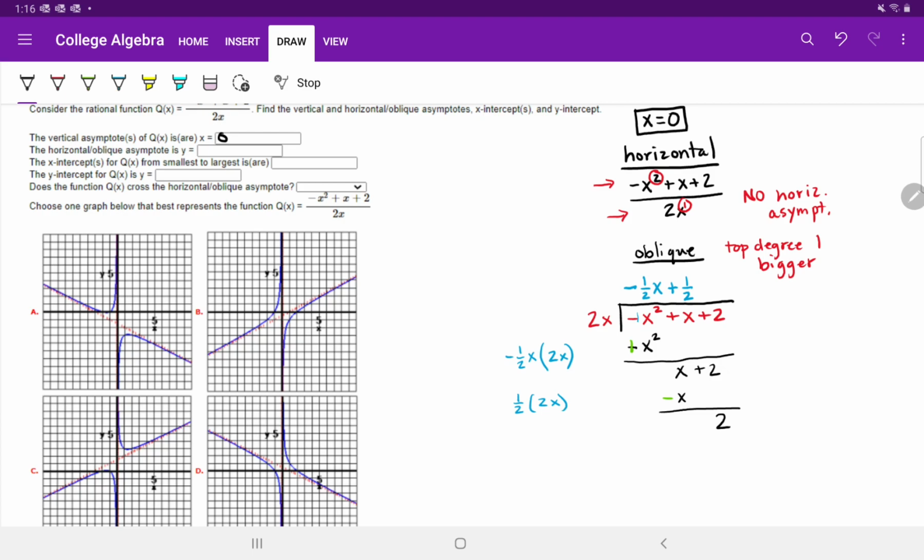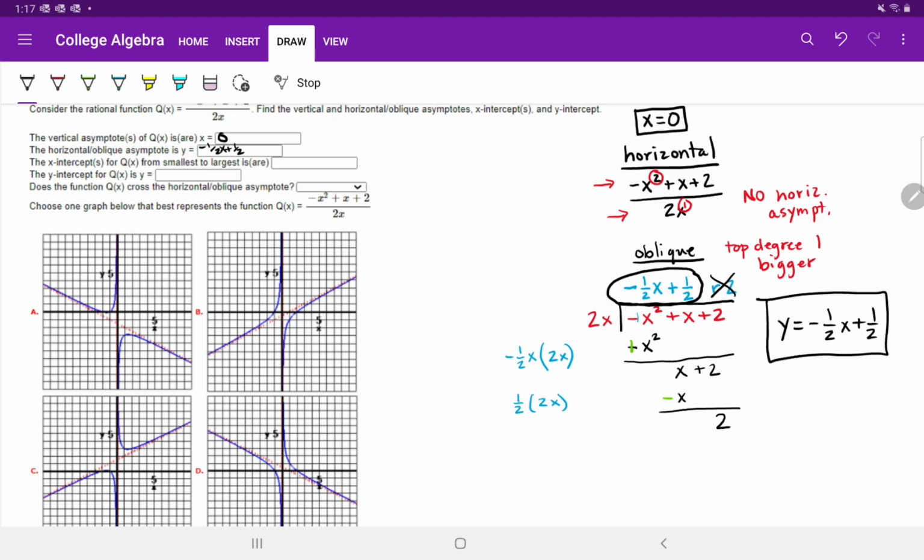Here's our next line. We ended up with a remainder of 2, but remember, when we're looking for oblique asymptotes, we can ignore the remainder. So our answer is just this part here. So we end up with the oblique asymptote y equals negative 1/2 x plus 1/2. And that's what we would write here, negative 1/2 x plus 1/2.